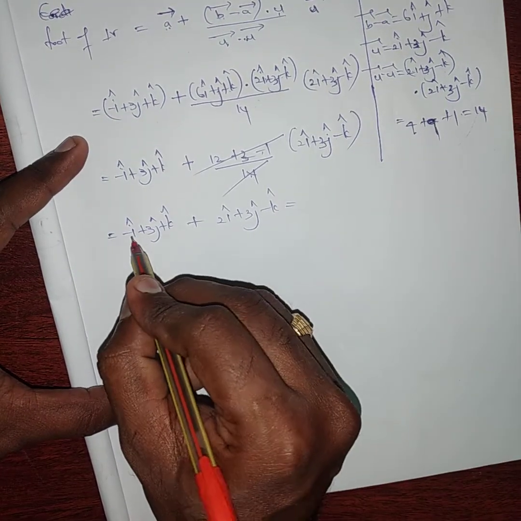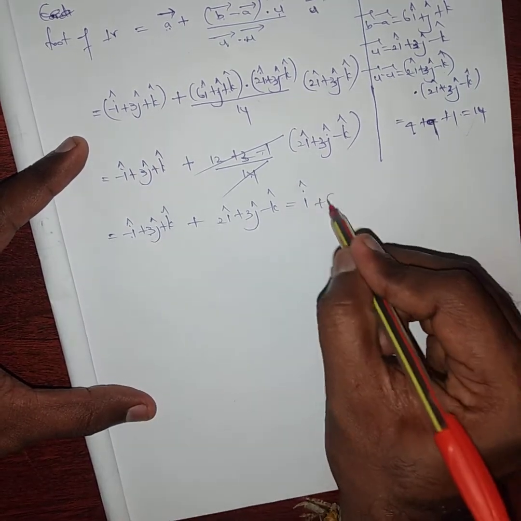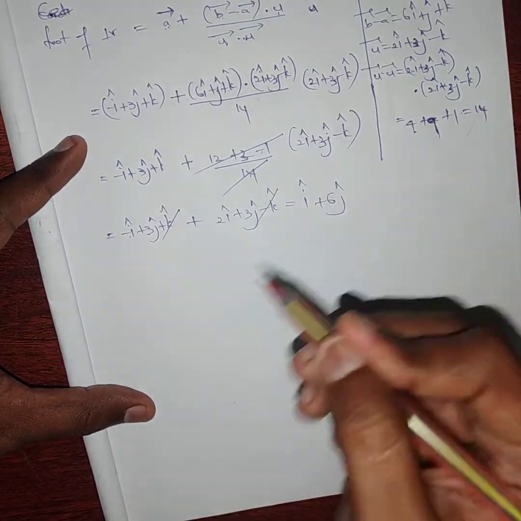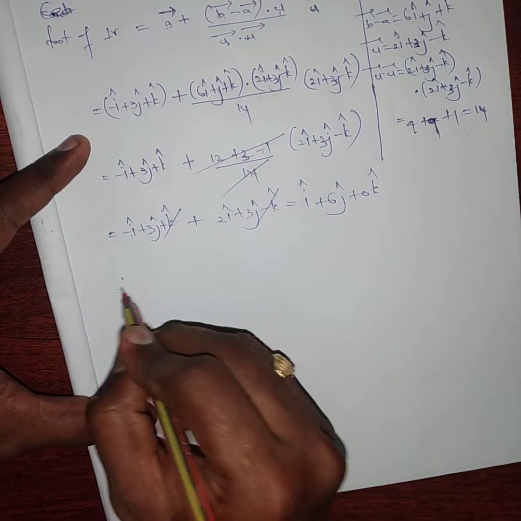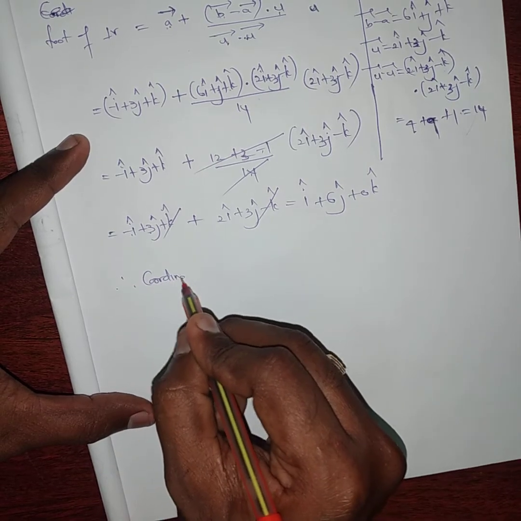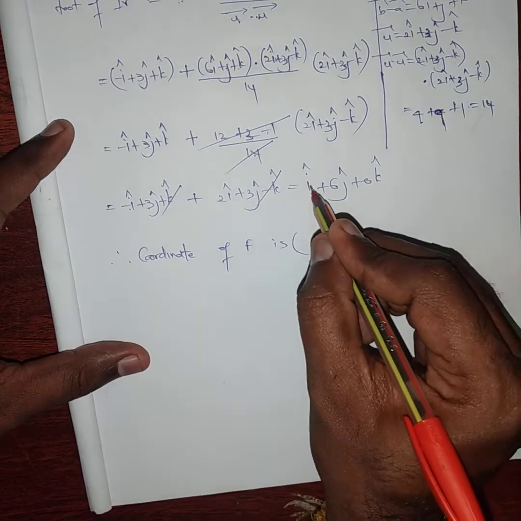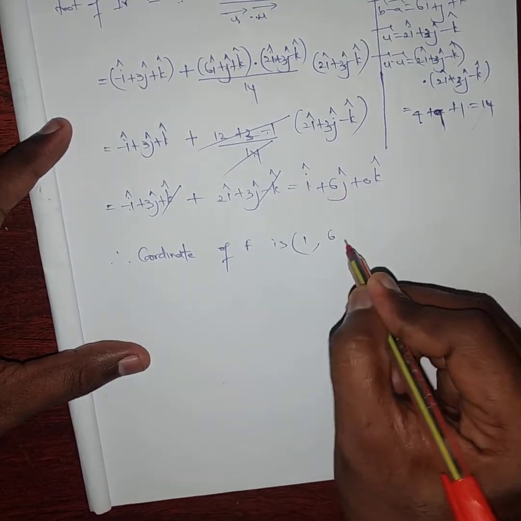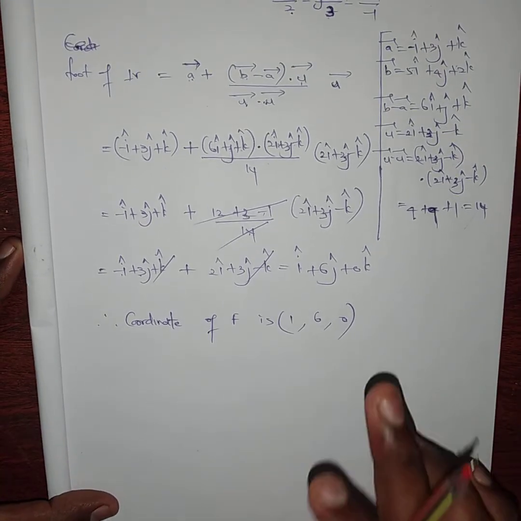Answer is nothing but minus i plus 2 i, nothing but plus i cap. 3j plus 3j is nothing but 6j, plus k cap minus k cancel, 0 k cap. This is the foot of perpendicular. Therefore the coordinate of f is nothing but i cap coefficient 1, j cap 6, this is 0. That's all the sum. First subdivision sum is over.